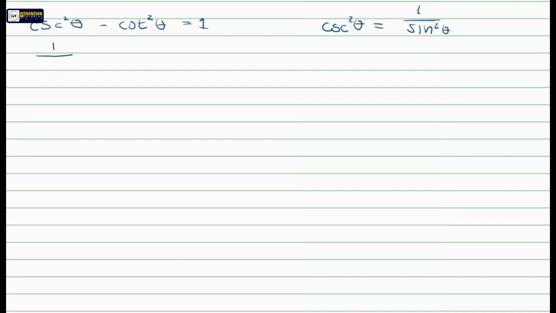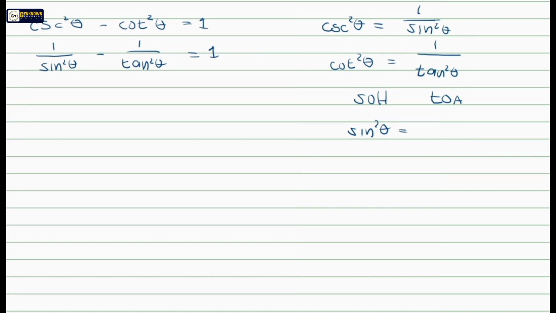We have 1 over sine squared theta minus the cotangent squared theta. Cotangent squared theta is just the inverse of the tangent squared theta. This is also from the basic identities of trigonometry. As you can see, we have the sine here and the tangent, so we will use the mnemonic SOH and TOA. Under the SOH, we have sine squared theta is equal to the opposite squared over the hypotenuse squared. And for the TOA, we have tangent squared theta is equal to the opposite squared over the adjacent squared.